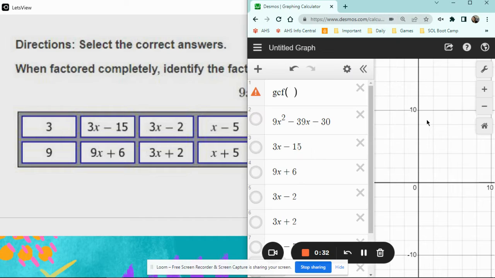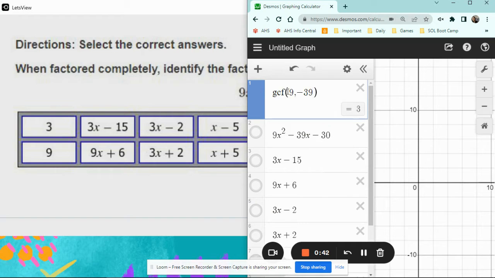So what you do, you pop over to Desmos, you're going to type GCF, and then in parentheses, we just take our big numbers, 9, comma, negative 39, comma, negative 30. It tells us that our GCF is 3. As a reminder, Desmos will never tell you if it's going to be negative. You have to make that decision yourself.